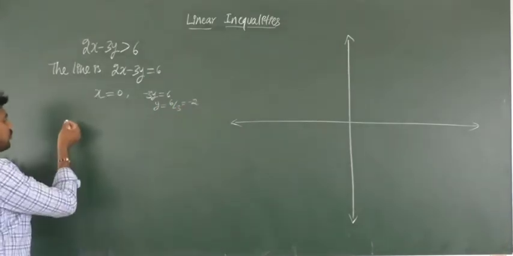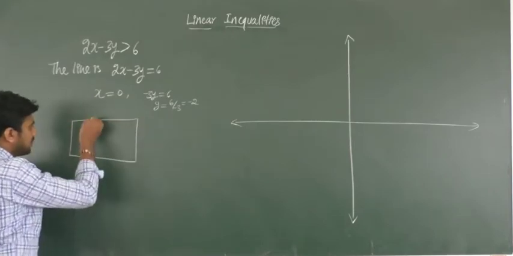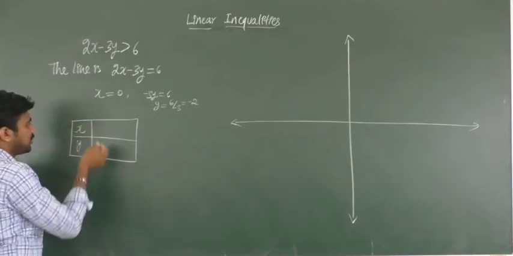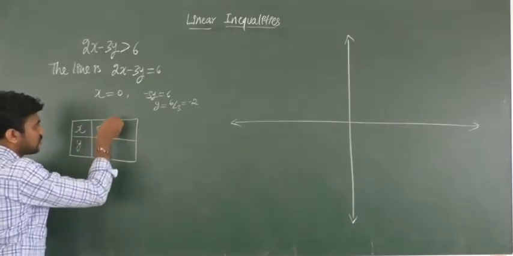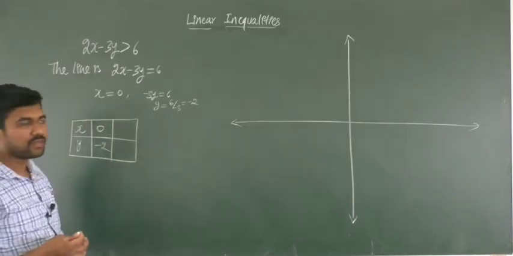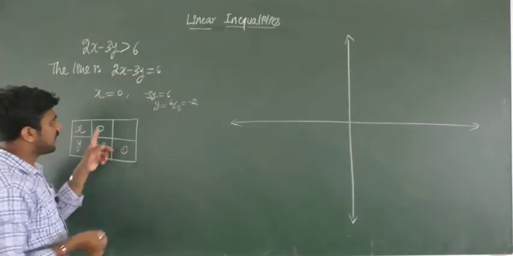Okay, so when x is equal to 0, you can observe, I'll write this in a table here, x variable and y variable. If x is equal to 0, then what is y? Minus 2. Okay, similarly, when y is equal to 0, what is the value of x we will get?